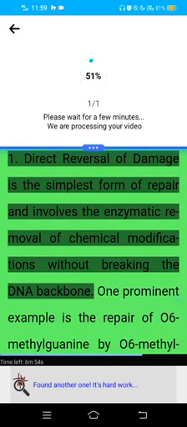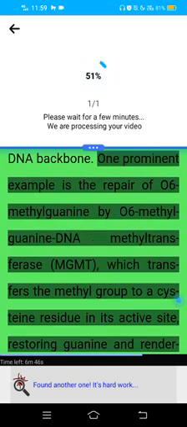1. Direct reversal of damage is the simplest form of repair and involves the enzymatic removal of chemical modifications without breaking the DNA backbone. One prominent example is the repair of O6-methylguanine by O6-methylguanine DNA methyltransferase, MGMT, which transfers the methyl group to a cysteine residue in its active site, restoring guanine and rendering the enzyme inactive.